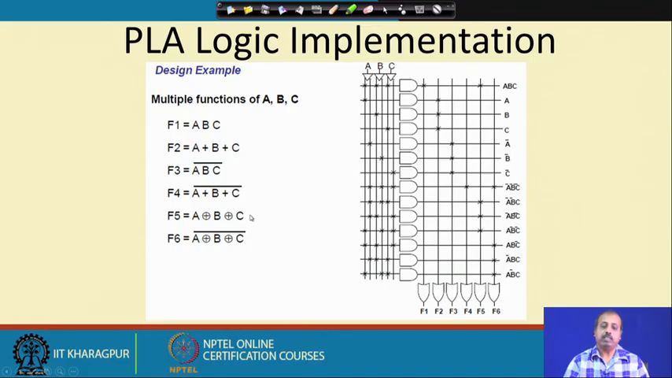This way we can very easily realize functions using PLAs, where the terms are shared between the functions. So, for multi output function realization, this PLA gives us a very important strategy for getting them.